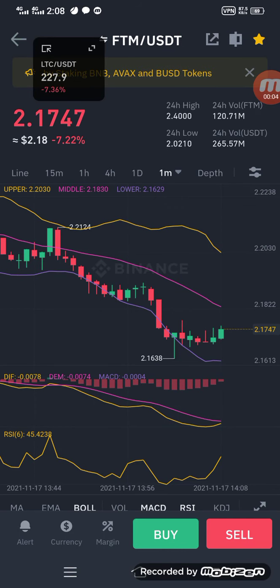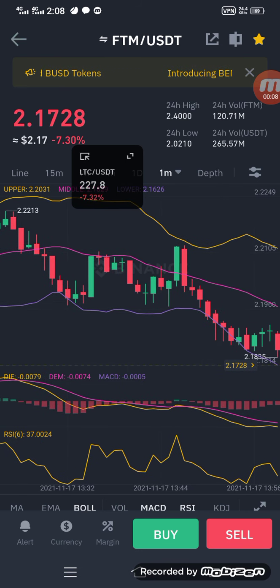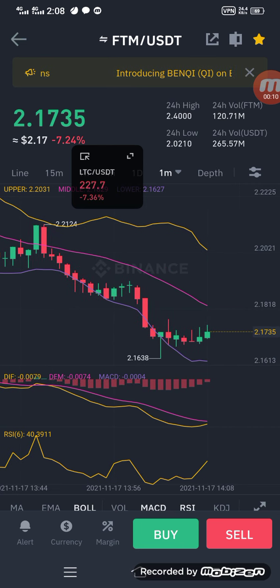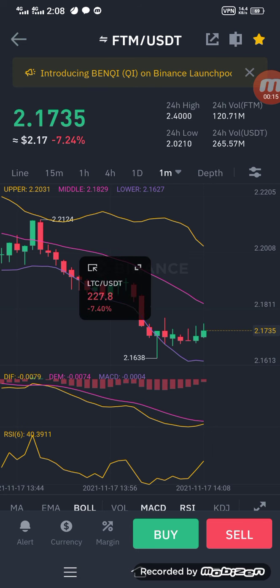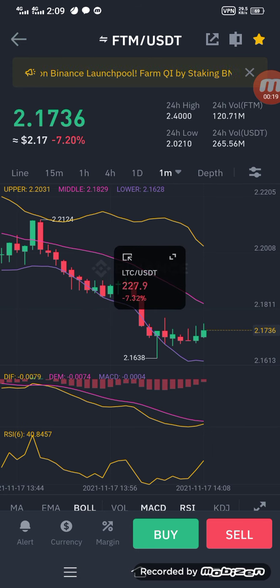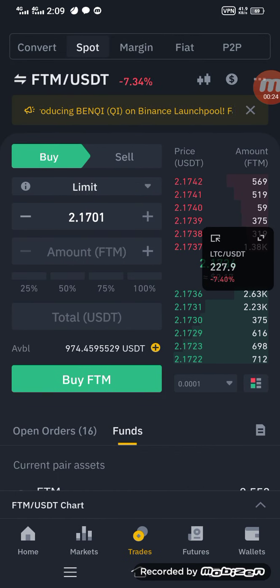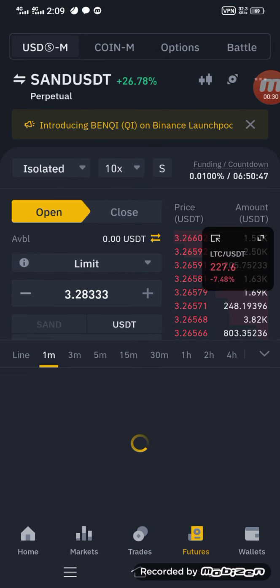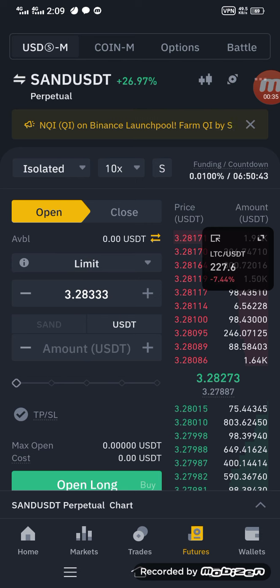Today it's FTM, and if I see the trend lines, it looks like we are set to invest here. So, for example, I'm going to buy in right now. I have this amount, and I want to do it in a futures trade. Let's come to futures trade and click this.